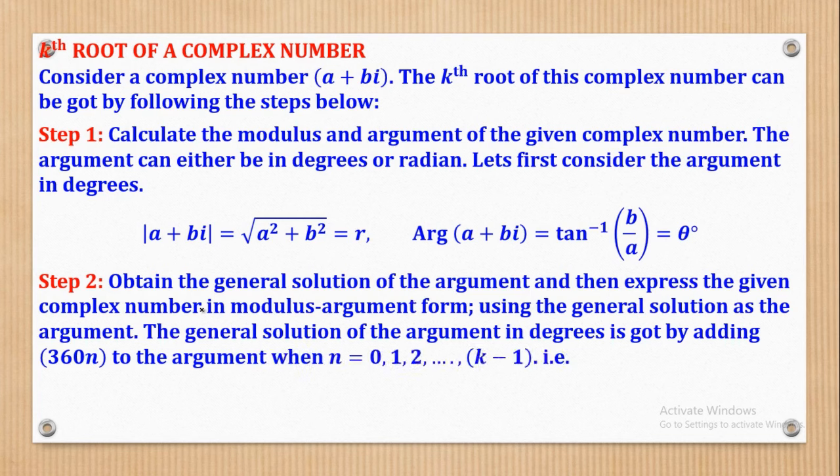So that was step 1. Now let's go to step 2. Step 2 says obtain the general solution of the argument. Now here we have got a new term, general solution. Let's see what it means. And then express the given complex number in modulus argument form.